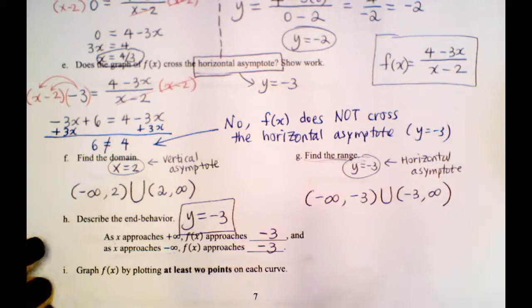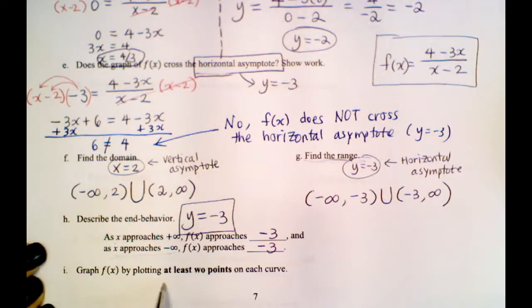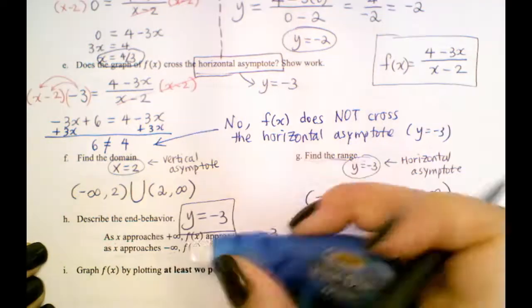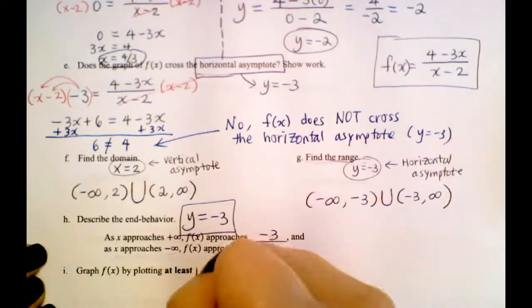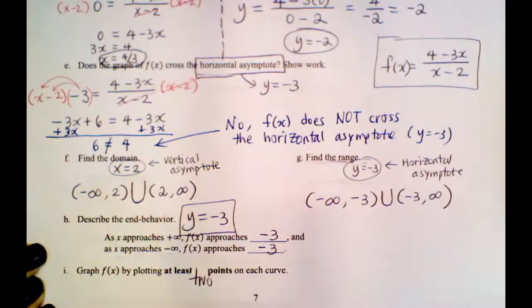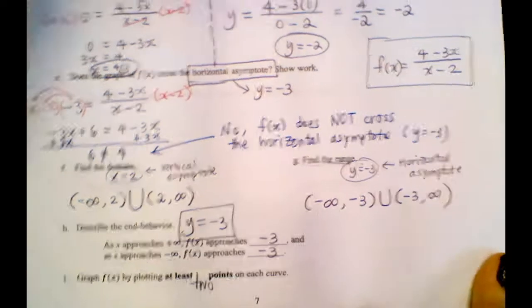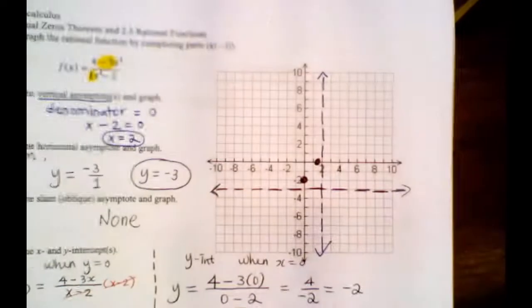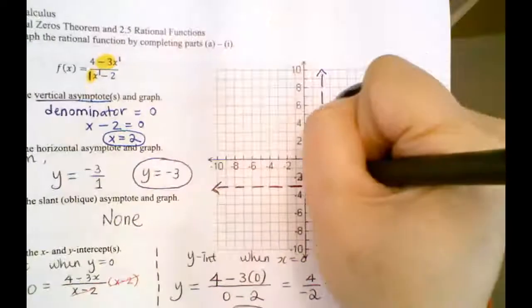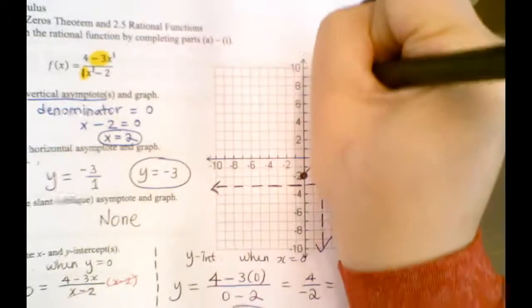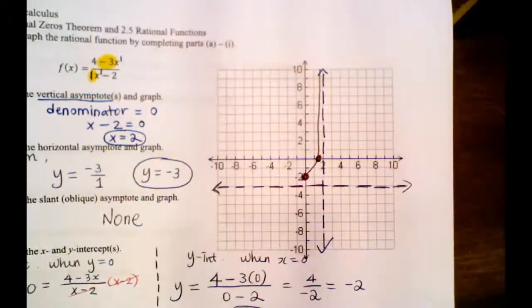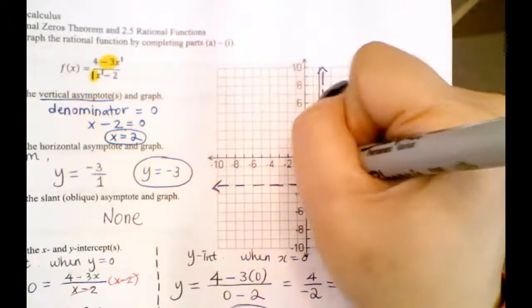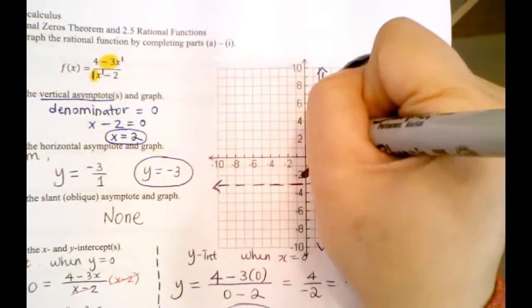Now, I'm going to finish it by graphing at least 2 points. Oh, what's this? Got a typo, guys. At least 2 points on each curve. And I think I do have 2 points already right here for the left side. I'm just going to connect them. I have a prettier color pen. I'm going to approach my vertical asymptote from the left.